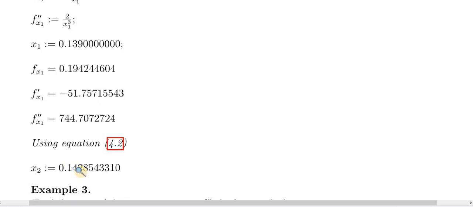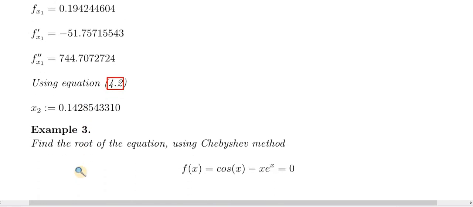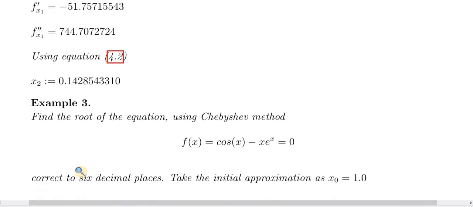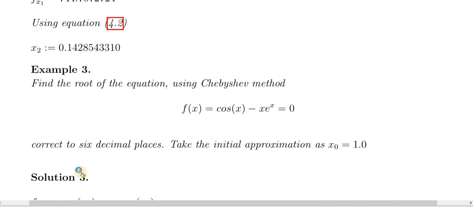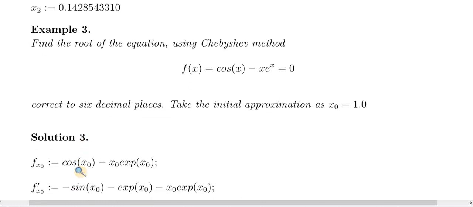You can continue in that manner, and this will give you a better approximation for 1/7. The next example: we are expected to find the root of the equation using the Chebyshev method, and we define our f of s to be cos s minus s times the exponential of s equals 0. We are expected to correct to 6 decimal places, taking our initial approximation as s0 equals 1.